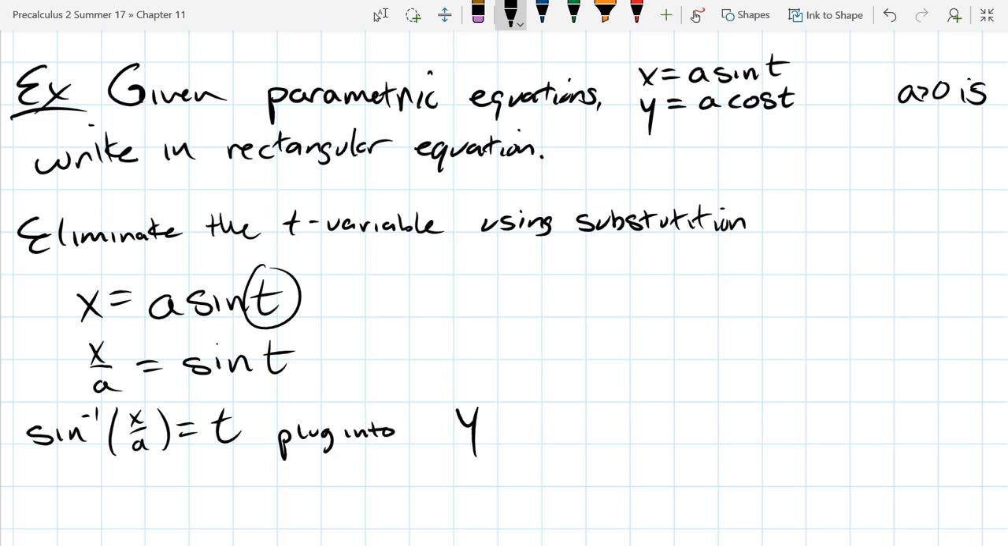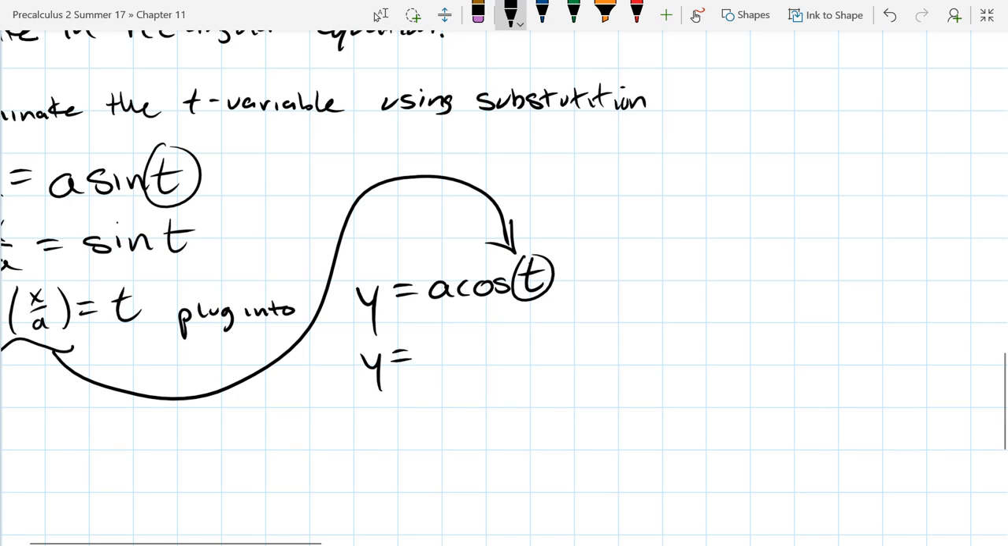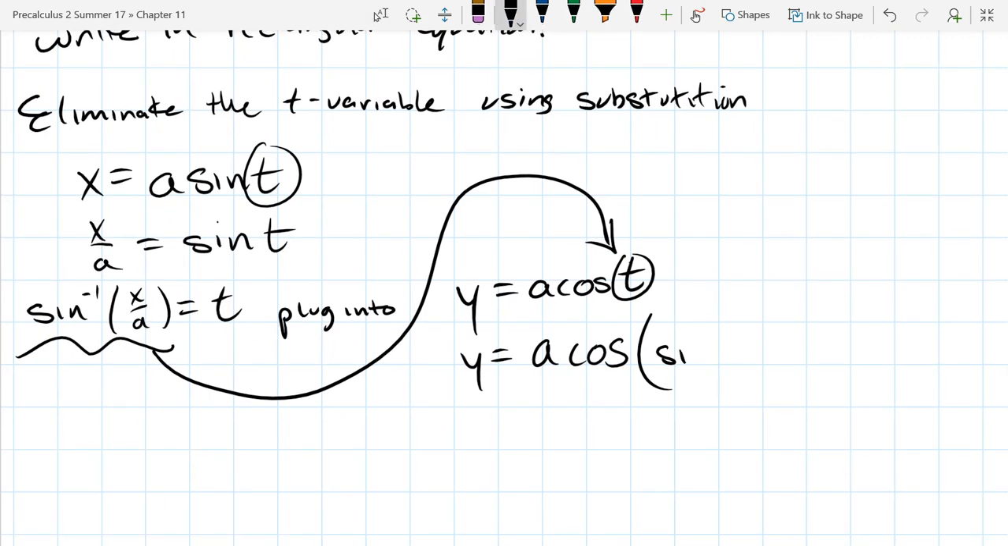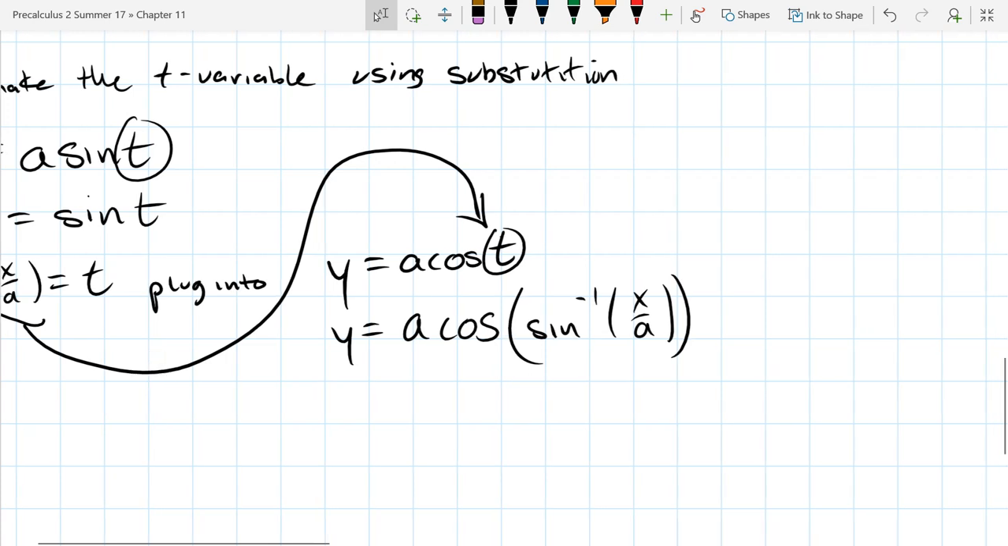And now what we're going to do is plug this into y equals a cos t. So we're plugging in this mess right where I see t. So better use some parentheses because it's going to get complicated. All right, we have eliminated the t variable. So this is technically a single rectangular equation. Rectangular because all we have is x's and y's and the constant a. The reason it's not polar, we got no r's, we got no thetas, so it's not a polar equation. It's definitely a rectangular equation, but this is a really, really horrible form.